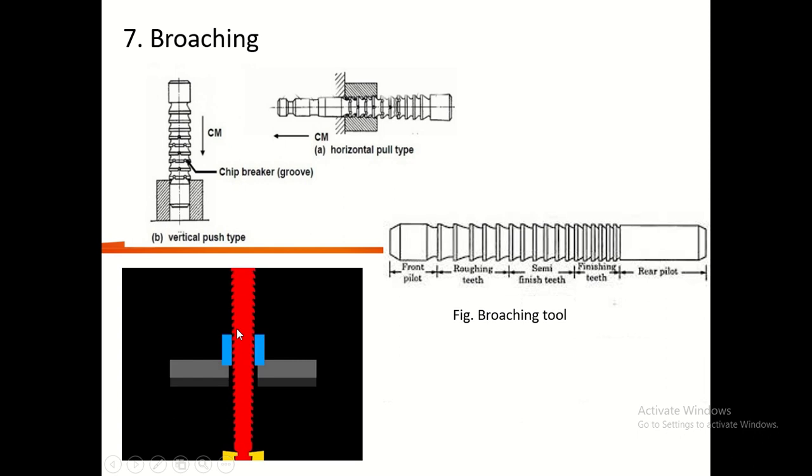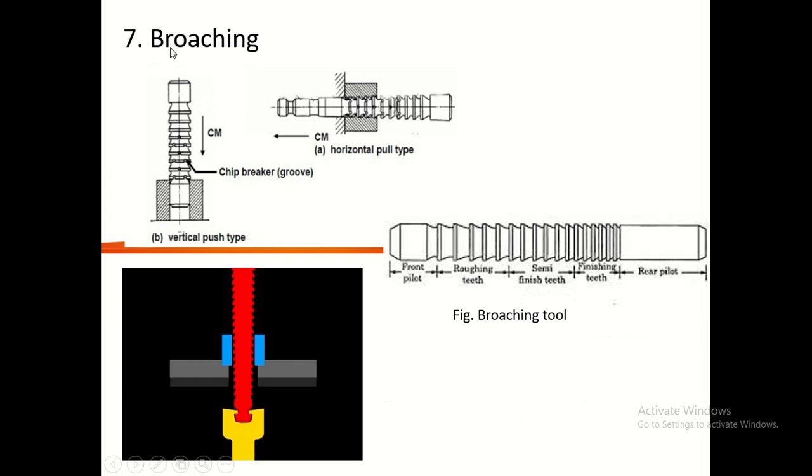This is our component and this is the broaching tool. This retrieving head pushes the tool in the downward direction, and the broach head takes this tool in the downward action. There are two basic types of broaching tools: pull type broaching tool and push type broaching tool.